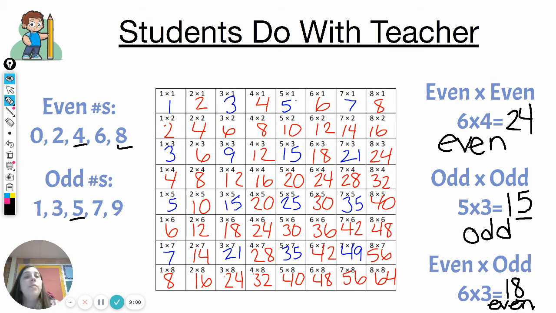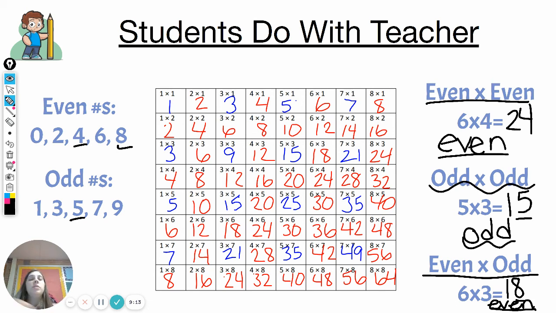So just to review, anytime you multiply with an even factor, you will get an even answer. The only time that you get an odd answer or product is when you multiply by odd factors. Go ahead and erase your whiteboards, and we're going to move to your homework.